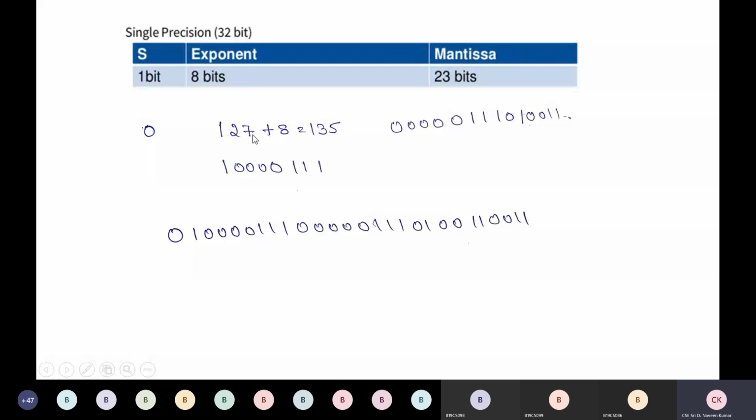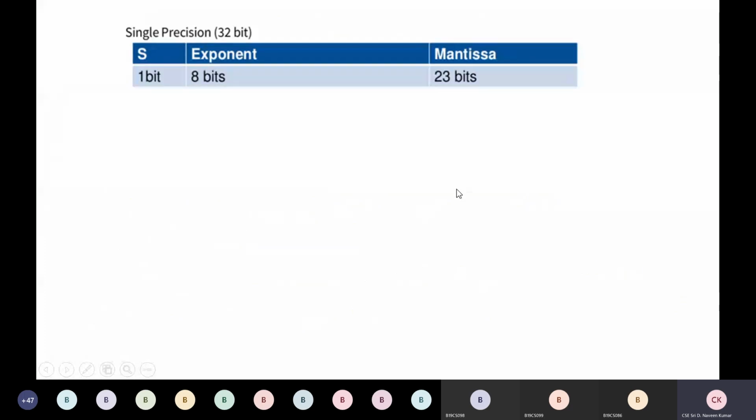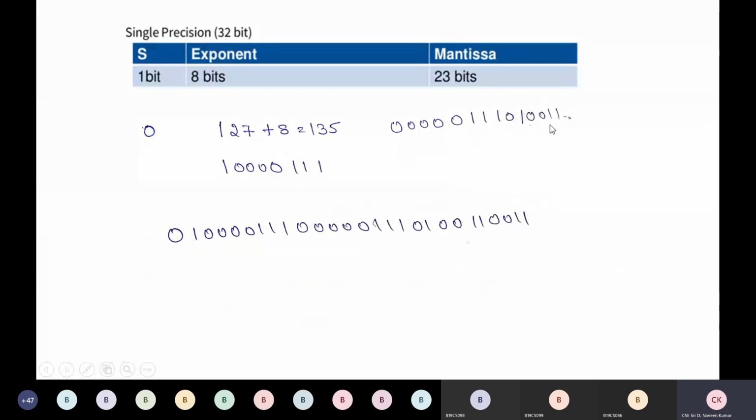So the 8 bits have been represented. These 8 bits are the exponent in Excess 127 format. And what about the 23 bits, the Mantissa part? The Mantissa is taken as it is, starting from the first 0, and the pattern goes on repeating. Everything after the point we call the Mantissa, so I have written the Mantissa here.